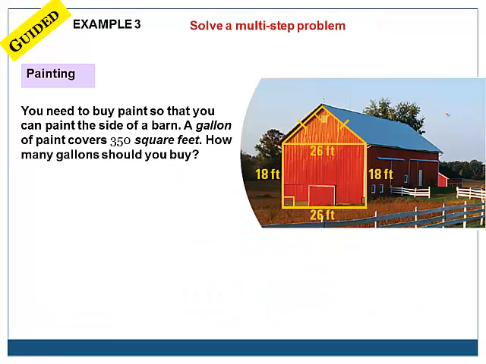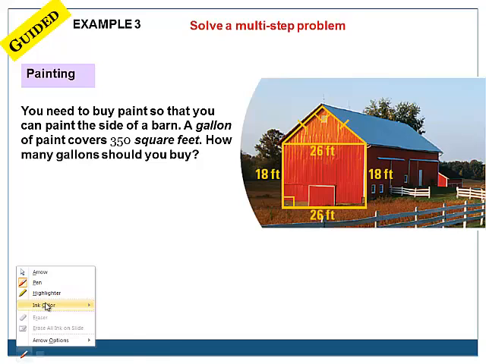Okay, this one's a little bit of a challenge and involves the area addition postulate. You have two areas that you have to find out. You have basically the side of the barn, which has a rectangle here, so this is area 1. And then you have the top of it, the roof area, is area 2. So it says you need to buy paint so that you can paint the side of a barn. A gallon of paint covers 350 square feet. How many gallons should you buy?